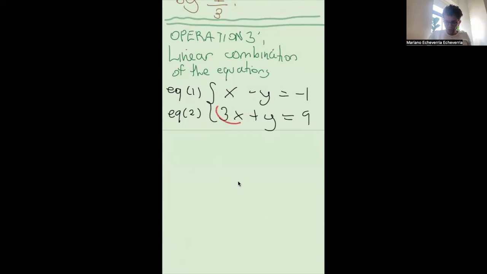So to get a 0 here, what you can do is multiply this equation by -3 first. And then after you multiply by -3, you add it to the second equation. So what I'm saying is that we're going to do what I just wrote. So I'm going to do -3 times equation 1, and I'm going to add it to equation 2.